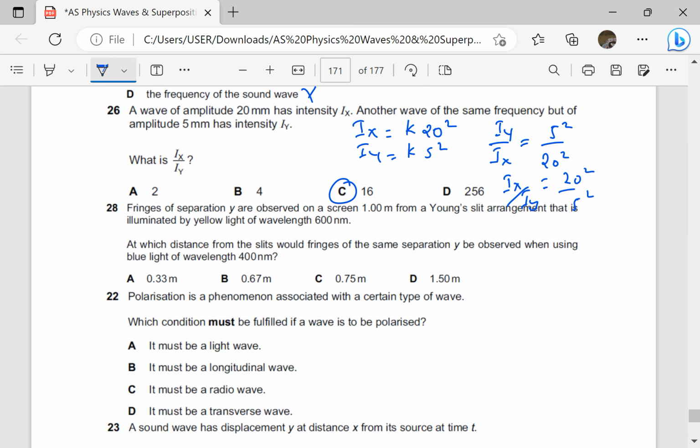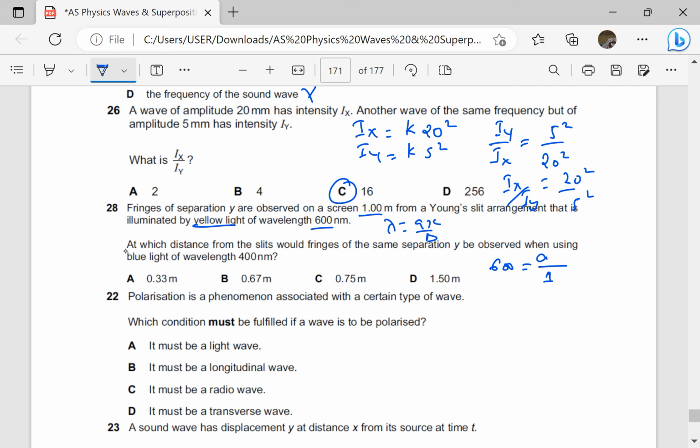Fringes of separation Y are observed on a screen 1 meter from a Young's slit arrangement that is illuminated by yellow light of wavelength 600 nanometers. At which distance from the slits would fringes of the same separation Y be observed when using blue light of wavelength 400? So it is a double slit. So lambda is equal to AX divided by D. For the first case, we have 600. I will not convert. Fringes of separation Y are observed on a screen 1 meter apart. So it means D is 1 meter.